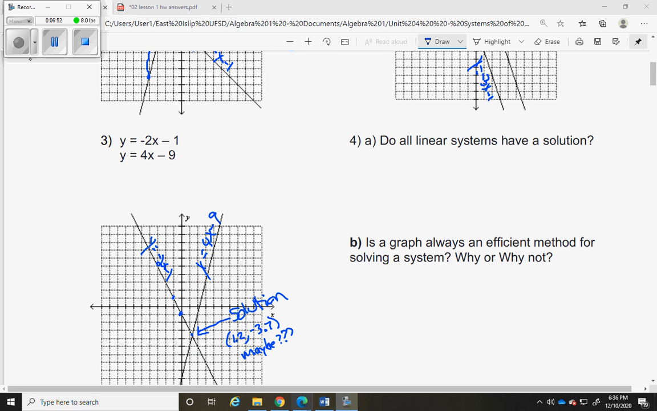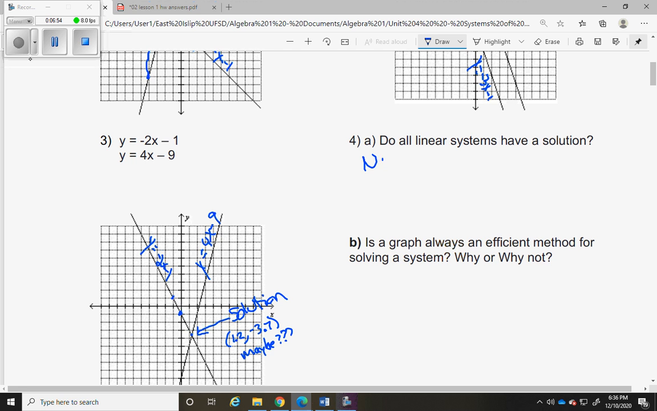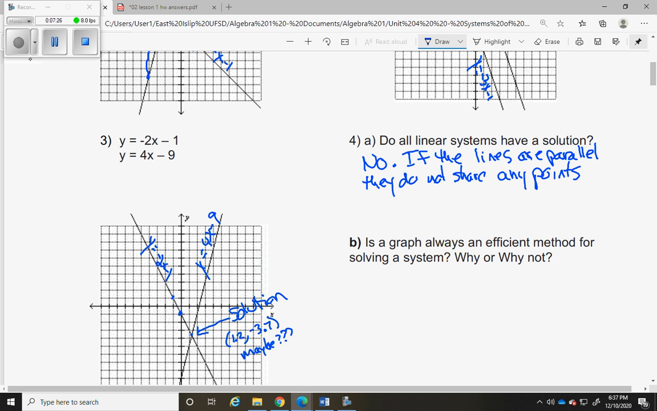So do all linear systems have a solution? Obviously the answer is no. If we look at question number 2, we said there was no solution. It didn't ask us to explain, but let's do it anyway. No, because if the lines are parallel, they do not share any points. Therefore, there's no solution.